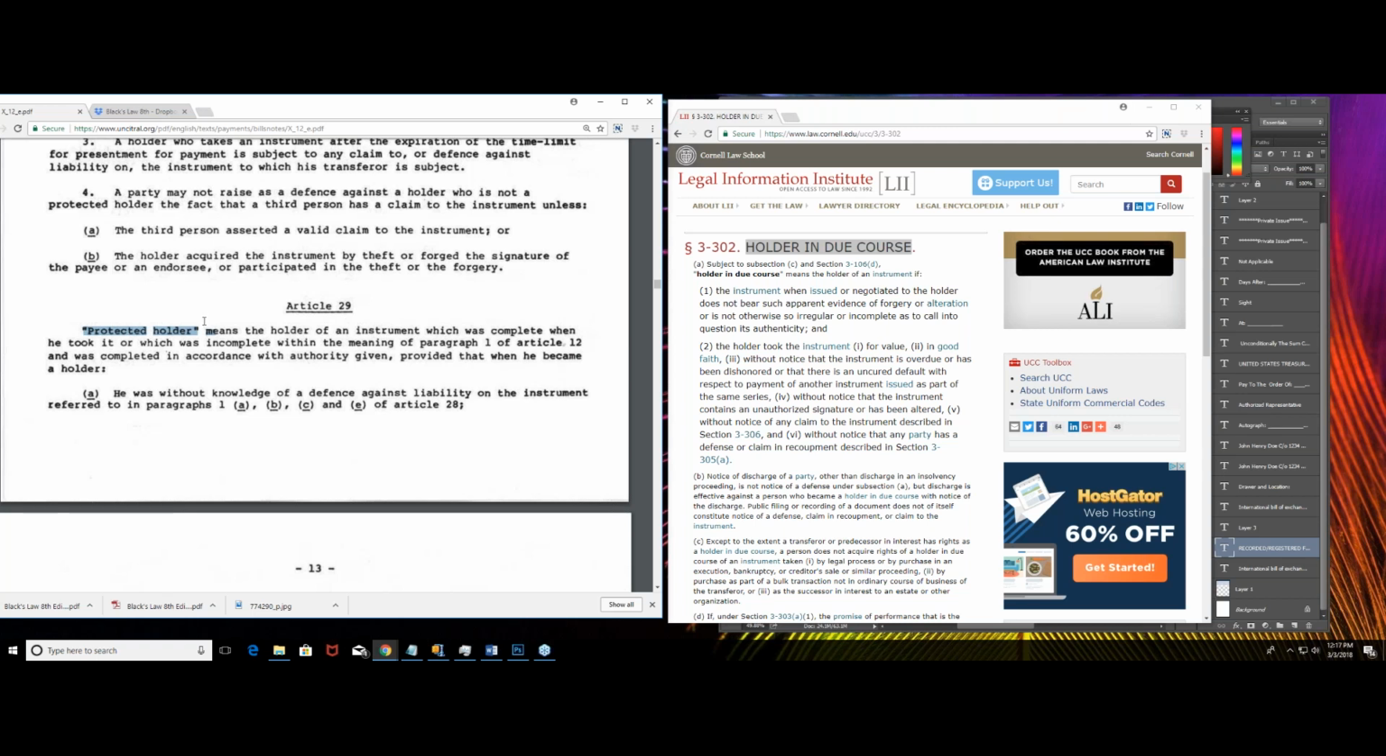Now they've got what's called the ten defenses. We'll talk about that a little later. They're in the articles. But did y'all see that? Do y'all see what I'm talking about?